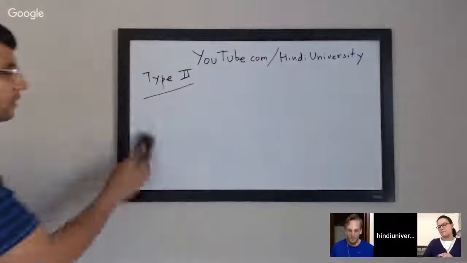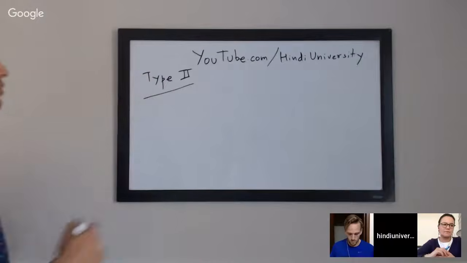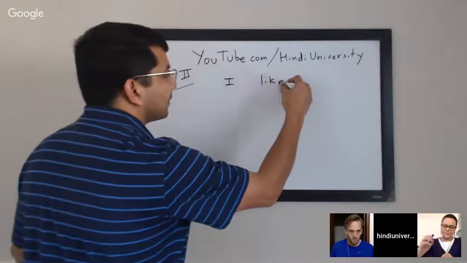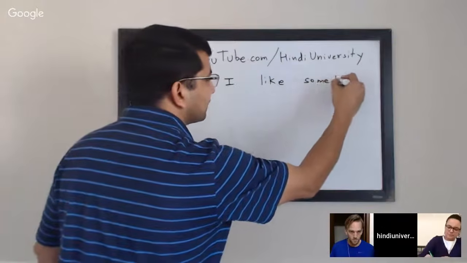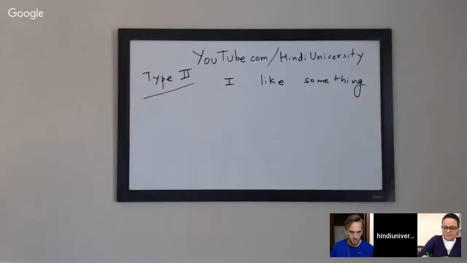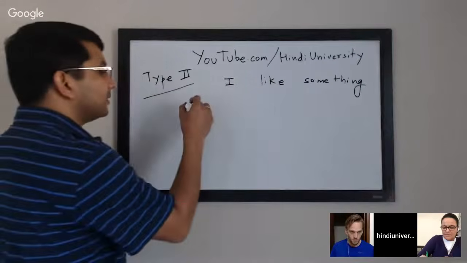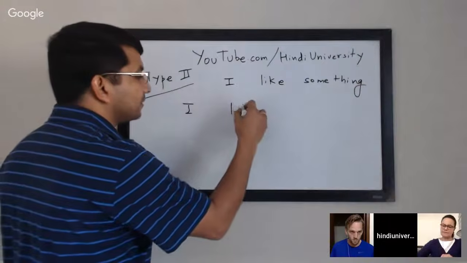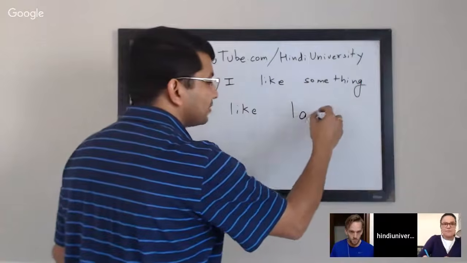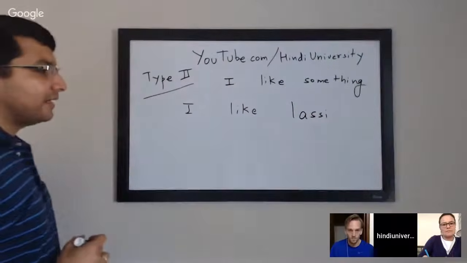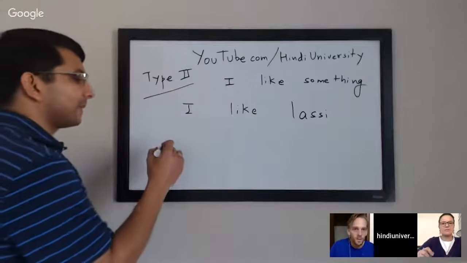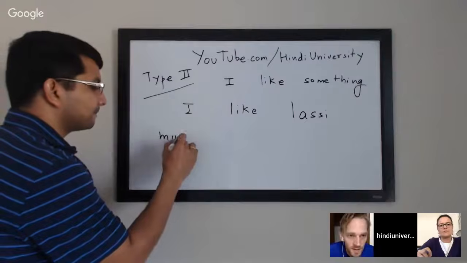Okay, so let's move on. Type 2 is when you like something, and when something is pleasing to you. For example, I like, let's say, lassi that Carl mentioned. I like lassi. Carl, how do you say that in Hindi? मुझे लस्सी पसंद है. Very good, right?